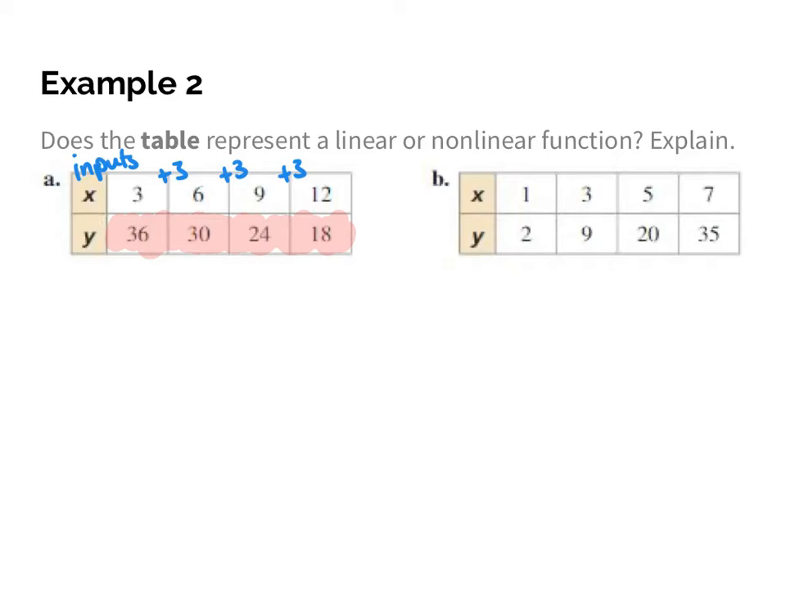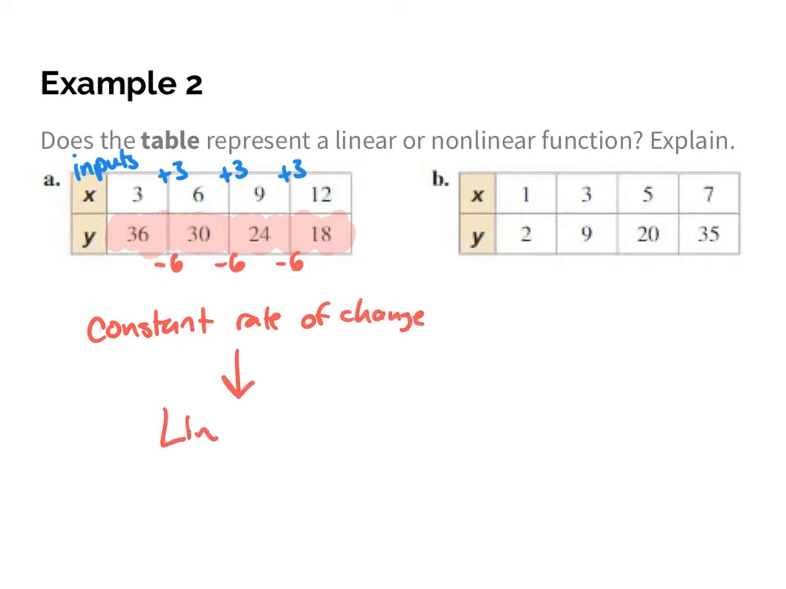But what I want to do is look at what that does to my y values. My y values go from 36 down to 30, so this one's going down 6. 30 down to 24 is down 6. 24 down to 18 would also be down 6. Now notice this one is not going up, but going down. But the key thing we're looking for is whether the rate at which it's going down is constant. And in this case, it is. Because we have a constant rate of change, that means this function is linear.